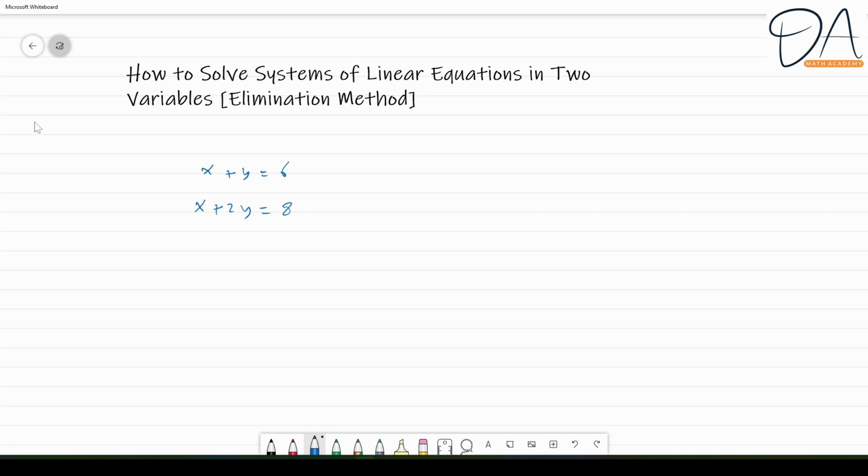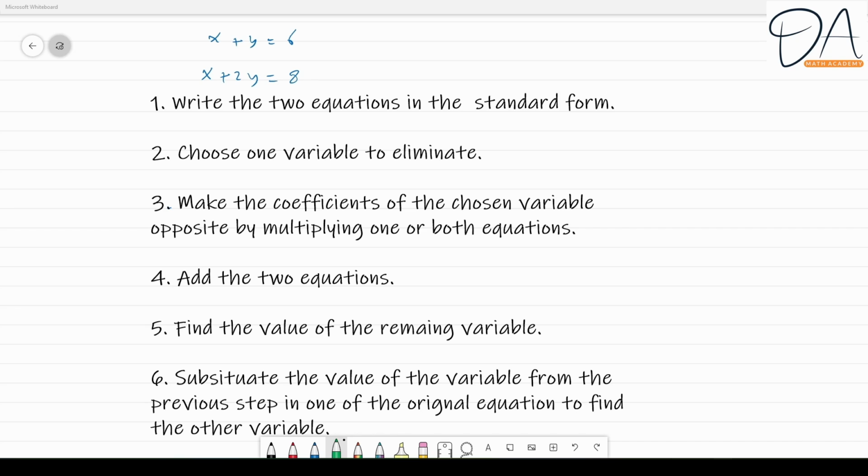So the steps to solve this using the elimination method are as follows. The first step is to write the two equations in standard form. What that means is that you need to make sure that the variables are on the left and the constant terms on the right. Also make sure that the variables are written in the same order. So for example, you have x, then y. The second equation should also start with x, then y.